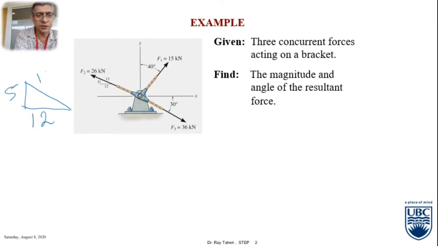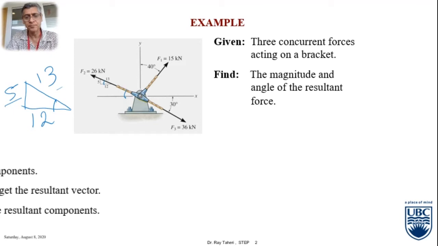5, 12, 13. Obviously, 5 squared is 25 plus 12 squared is 144, which gives 169. So this is correct. But you might say, well, how do we calculate this angle? You can simply calculate this angle, which is equal to this angle, and it is tangent inverse of 5 divided by 12. You could also say it's the cosine inverse of 12 divided by 13 or sine inverse of 5 divided by 13. So don't get confused by having different representations. It's pretty much the same.